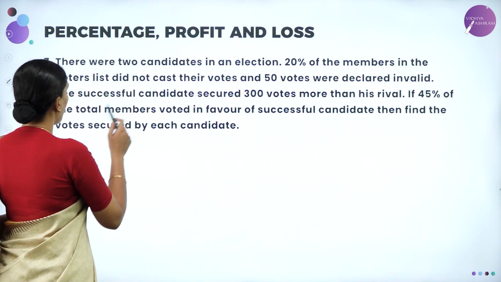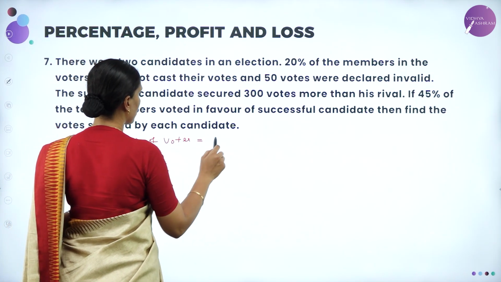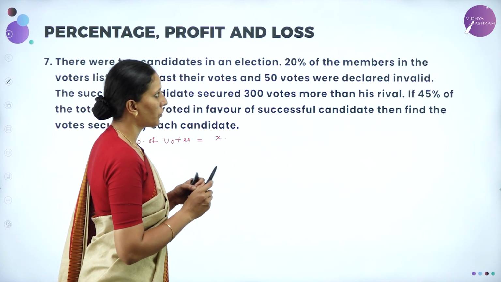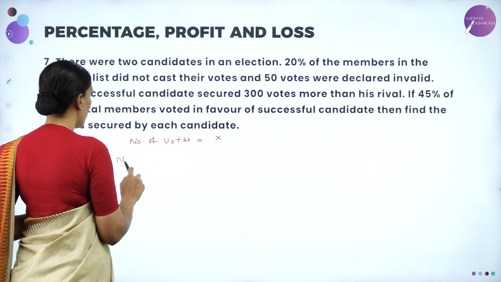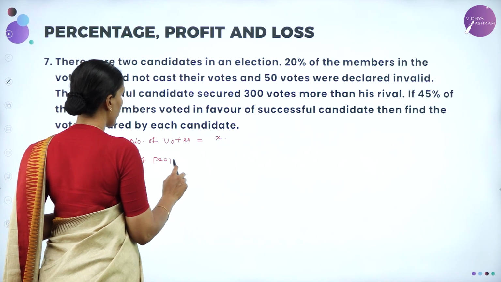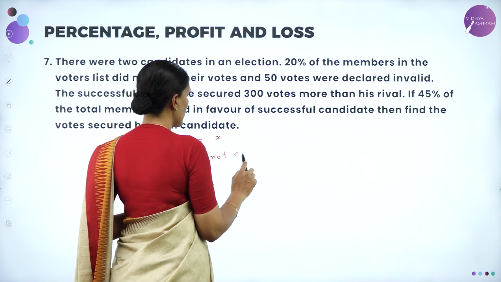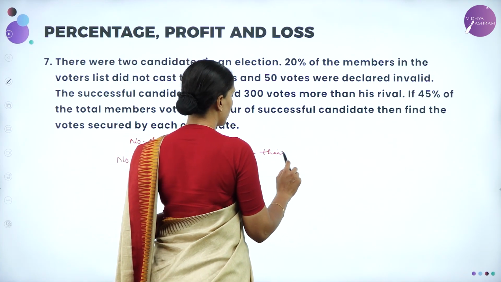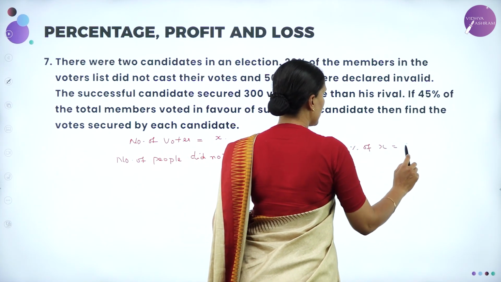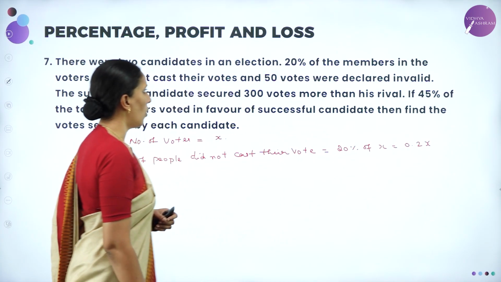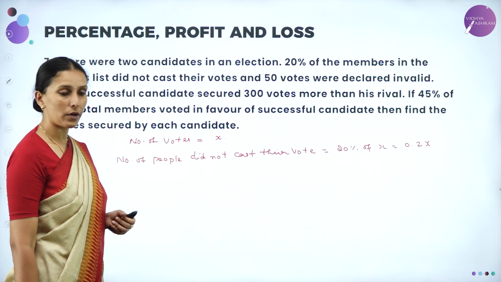So let the number of votes be equal to x. Clearly, 20% of the members in the voters list did not cast their vote. So the number of people who did not cast their vote is equal to 20% of x. So that is 0.2x.